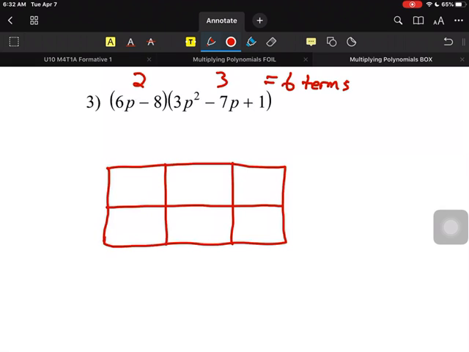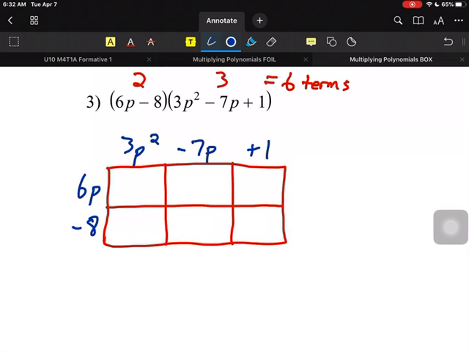Before I can combine like terms and then dwindle it down. But you should have 6 terms if you multiply everything correctly, all right? So count the boxes. I have 1, 2, 3, 4, 5, 6 boxes, all right? So I'm going to take the first set of parentheses, the 6p minus 8. I'm going to put that on the side. So 6p on that row, and then the negative 8 on the bottom row. I'm going to put the 3p squared minus 7p plus 1 across the top. So 3p squared, negative 7p here, and then a plus 1 there.